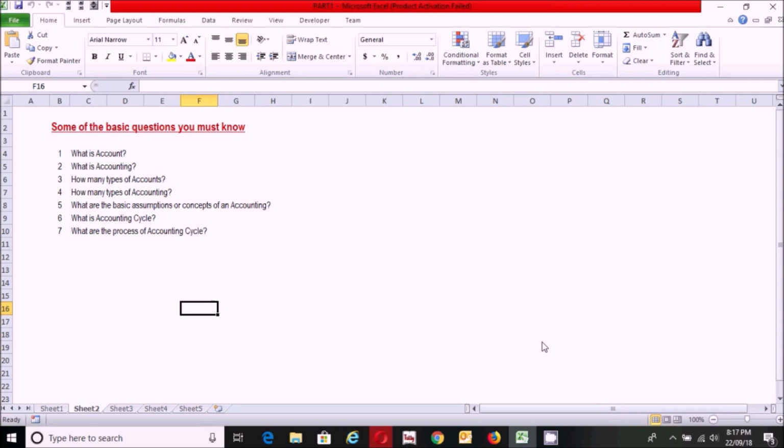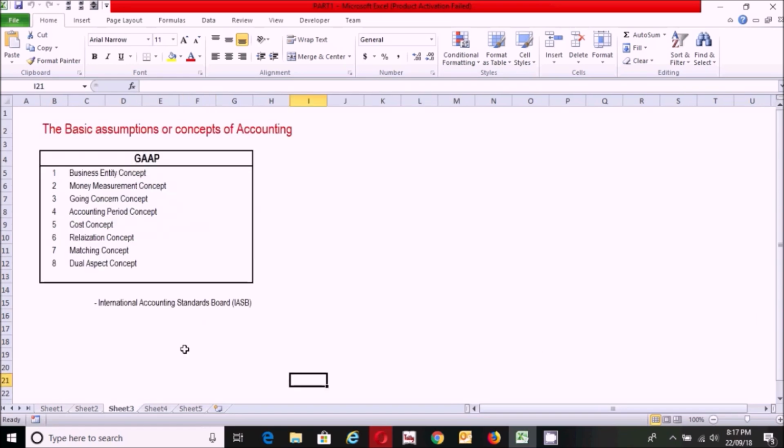Now the fifth one is what are the basic assumptions or concepts of accounting. The first is the business entity concept, second the money measurement concept, third the going concern concept, fourth the accounting period concept, fifth the cost concept, sixth the realization concept, seventh the matching concept, and the last, eighth, the dual aspect concept. These are also called GAAP concepts.